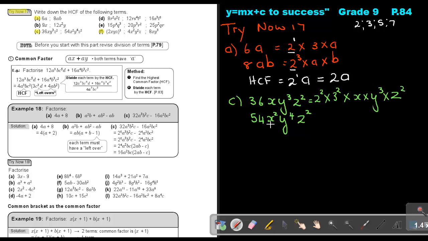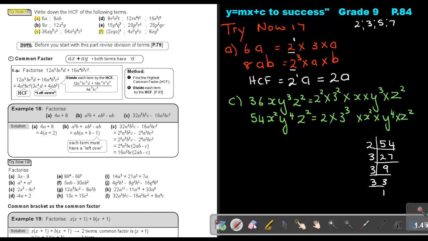Okay, do the same with 54. We can do it here and then we can just clean it afterwards. 54. So I'm starting with 2, and that will give me 2, 27. Then I go to 3, and that will give me 9, and 3, 3, 3, 1. So if I look at C, it's going to be 2 times 3 to the power of 3 times x squared times y4 times z2.